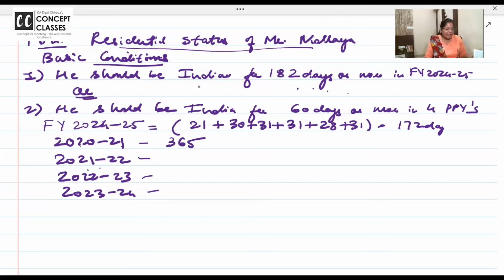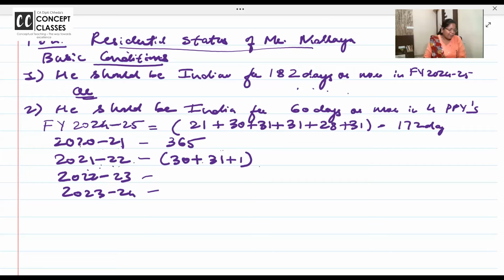And in 21-22, he left India on June 21. So 30 days of April, 31 days of May and June. Please message me if any one of you is struggling to calculate the days. My confidence in all of you is that you will not struggle if you make the effort to read the question again and again. When is he leaving India? June 21. So March 21 is the full 365 days. Then here 21-22 this much.